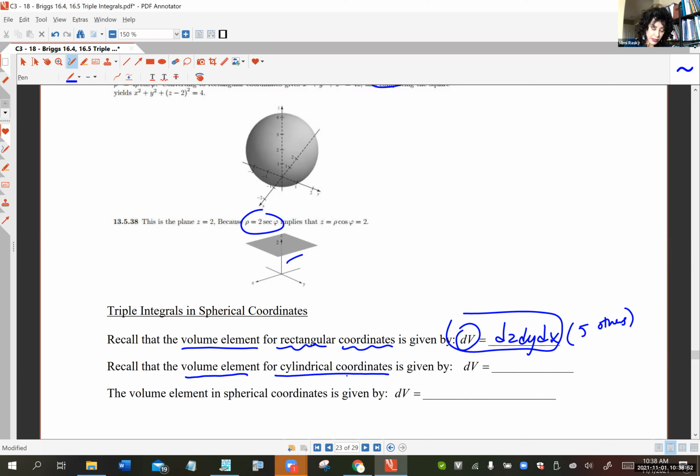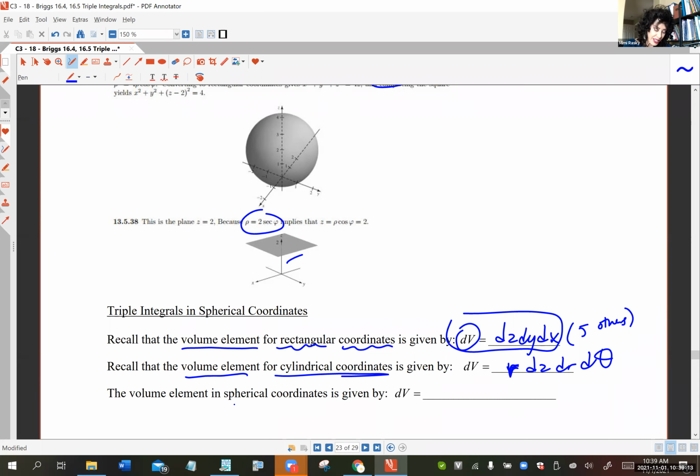What about the volume element for cylindrical? Now be careful, because you have to be a pirate, right? You're going to have r dz dr d theta. r dz dr d theta is the volume element for cylindrical coordinates.